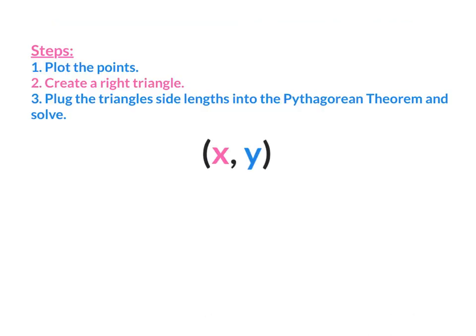Let's go over the steps. Step number 1. Plot the points. Step 2. Create a right triangle. Step 3. Plug the triangle's side lengths into the Pythagorean theorem and solve.